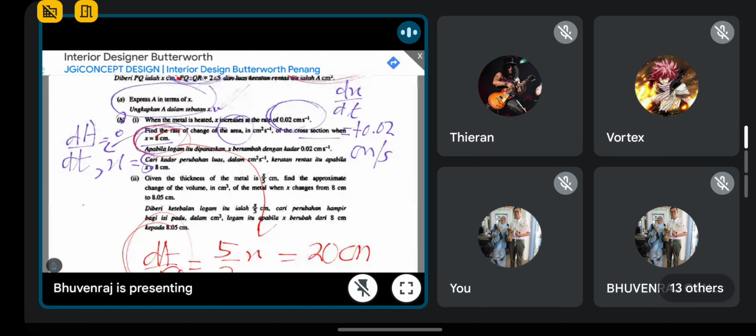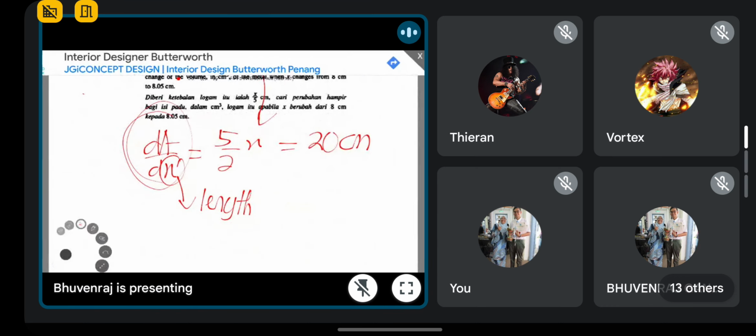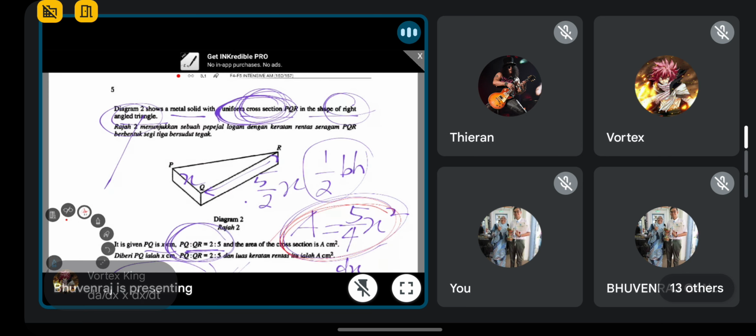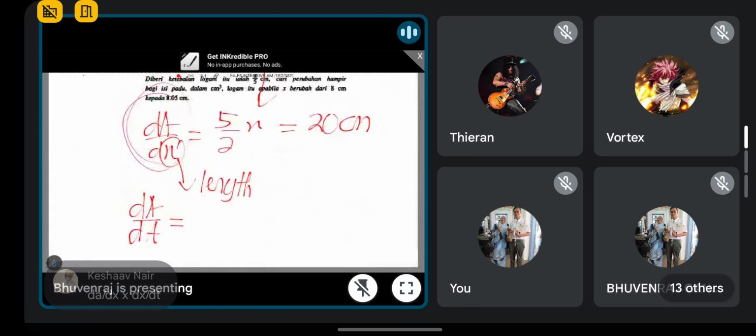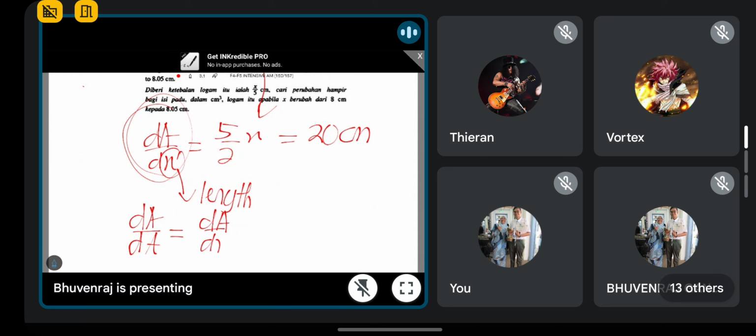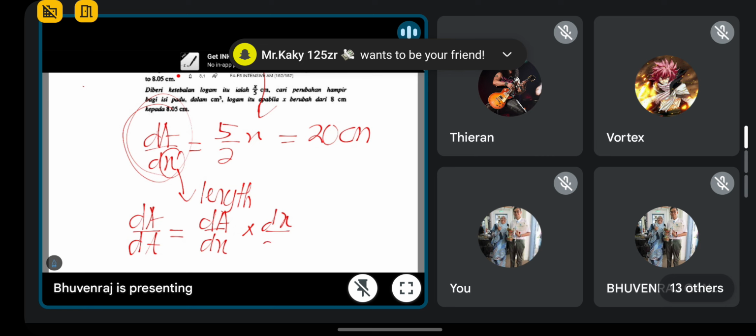And then now they ask you to find the rate of change in area. So can you guys form for me the chain rule or not? dA over dt. What is the thing on the right? Apa saya perlu tulis kat kanan? Come on guys, gambate, gambate. Gonna end already. dA over dx times dx over dt. Yes, very good. Okay, betul. Yes, correct. 20 times 0.02, you will get your answer. Your answer should be 0.4.